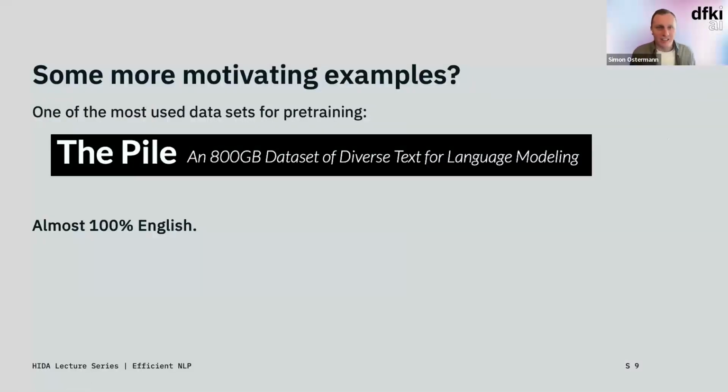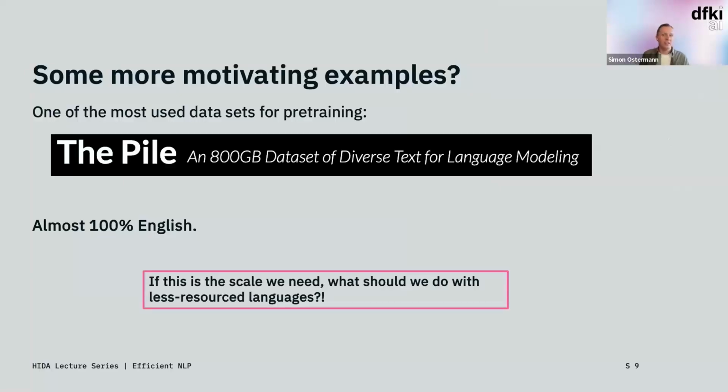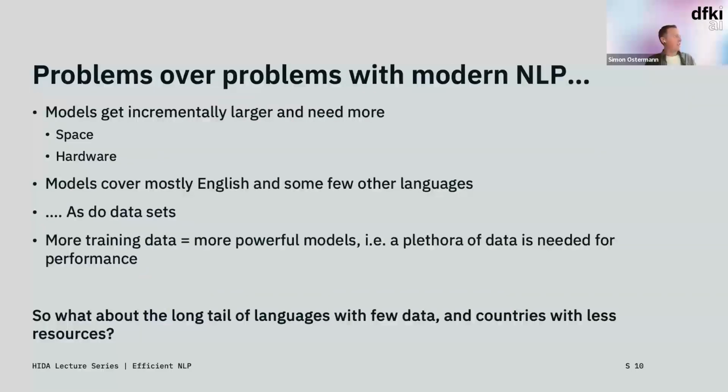Well, I have some more motivating examples, not that they were needed, but if you look at one of the most used data sets for pre-training also large models, it's called the Pile. It's an 800 gigabyte data set of diverse text. This is almost 100% English, right? And if this is the scale that we need to train the really large language models, the Pile is used for that. What do we do with less resourced languages then if we don't have these massive amounts of data?